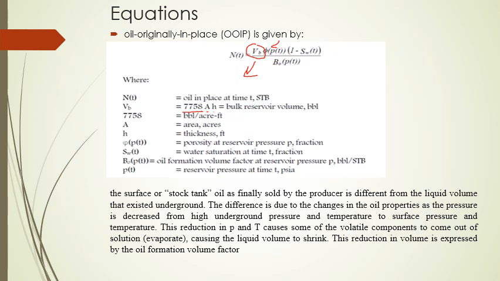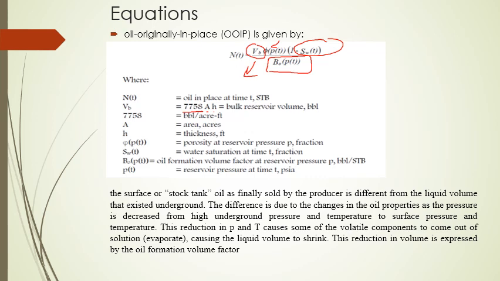By the same meaning, we can describe B naught of P of t. B naught is the formation volume factor. The formation volume factor is a ratio that describes the change in volume of oil at reservoir pressure with respect to its volume on the surface, at atmospheric pressure. So as time changes during the production process, the pressure will change, and so B naught will change. As well as water saturation: 1 minus S water is related to the oil saturation, and it will change with time.